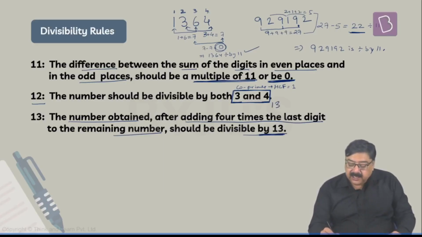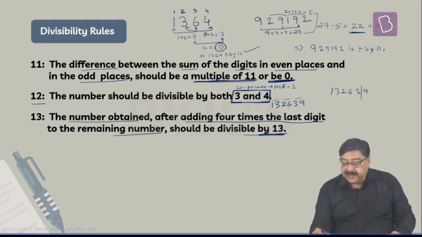132639. Is this number divisible by 13? Actually, it is, because 13 ones are 13, 13 twos are 26, 13 threes are 39. So you could actually divide this. But if not, then you can still use this rule. I'll teach you how to use this rule.